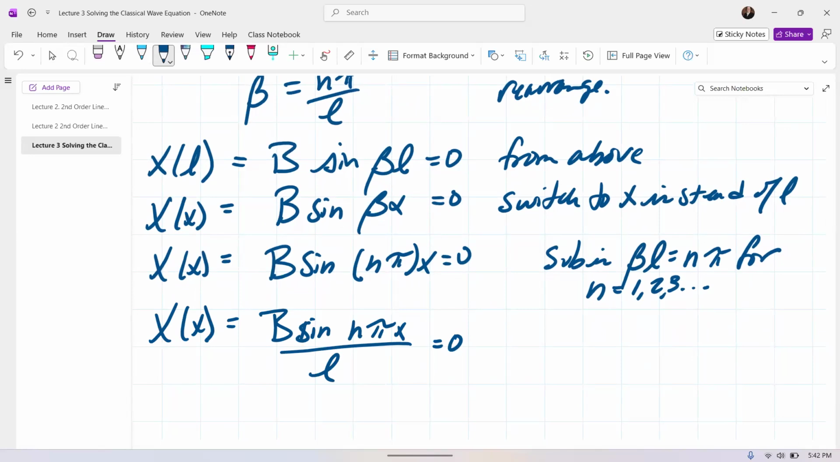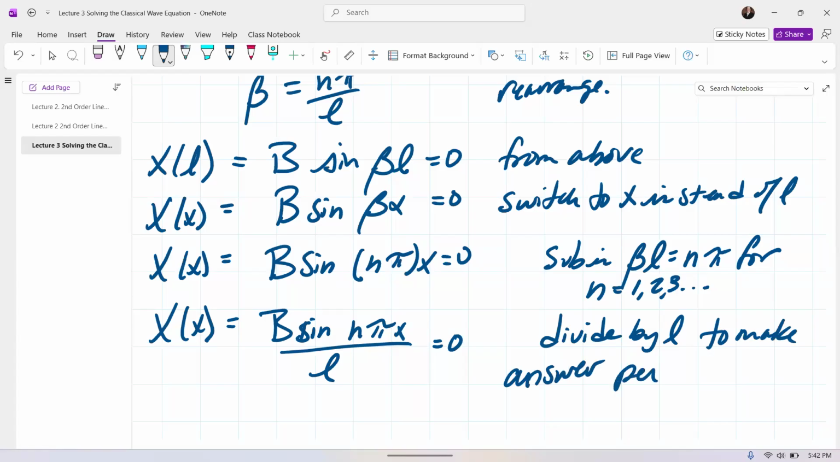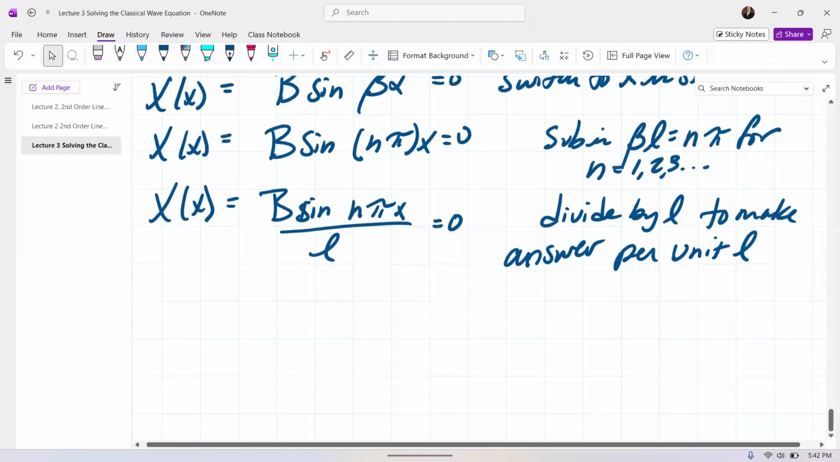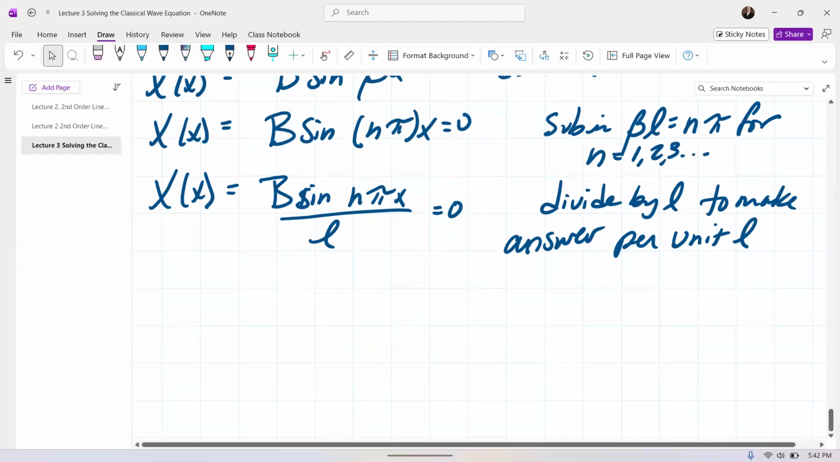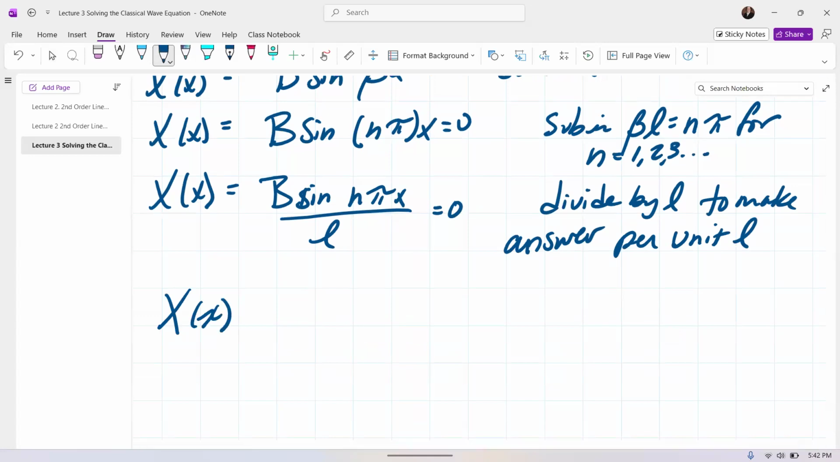The reason for doing this is to divide by L to make the answer per unit L, which is the length of the string. So we are almost done. We could do one more fancy math step to make this match textbooks.